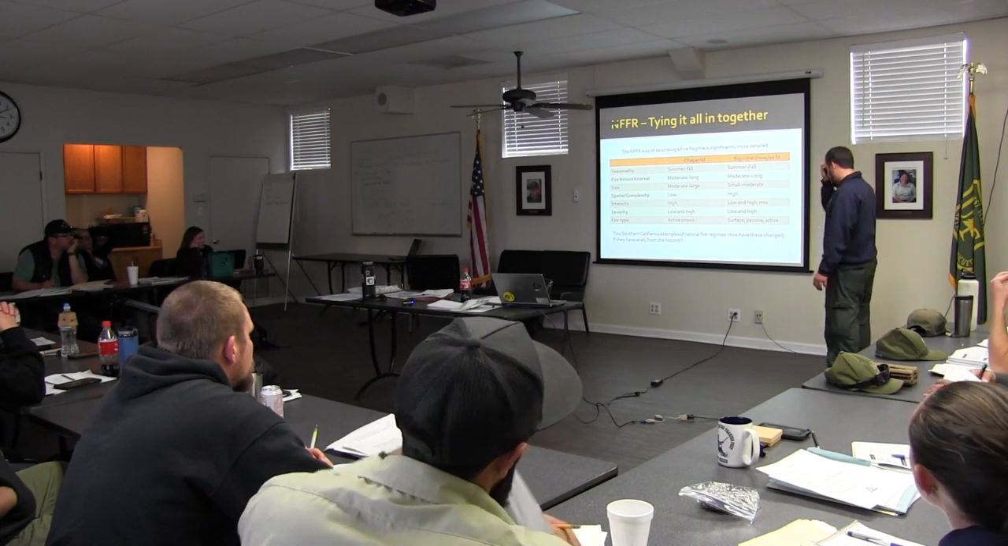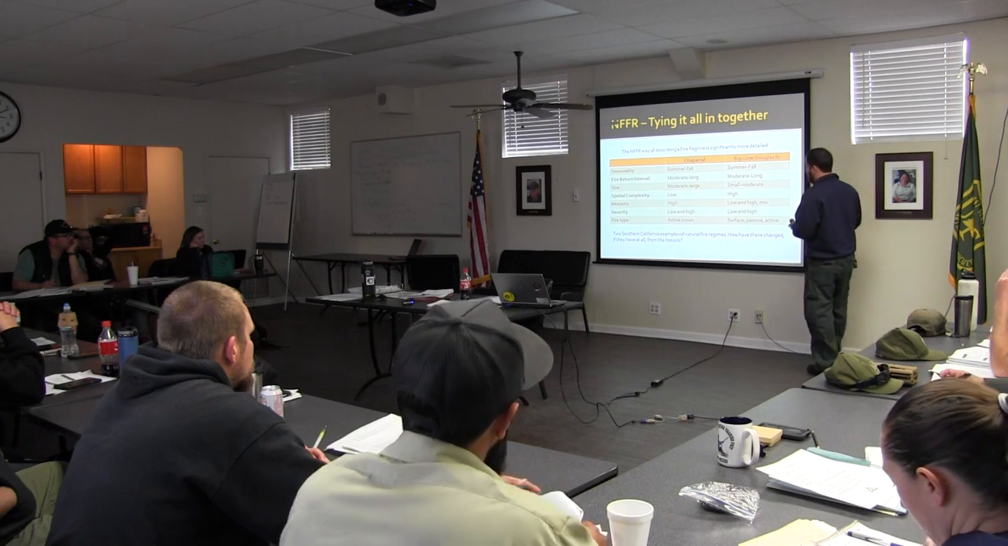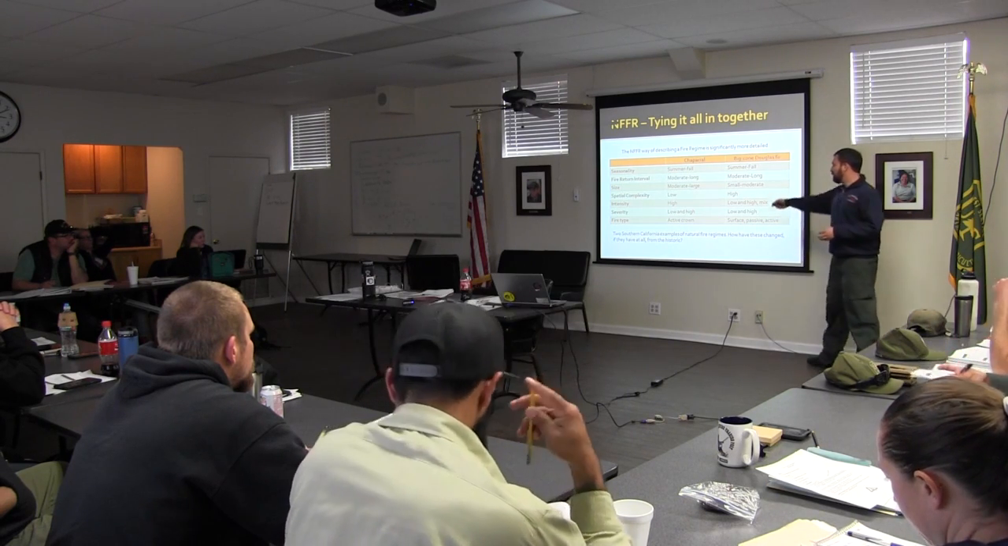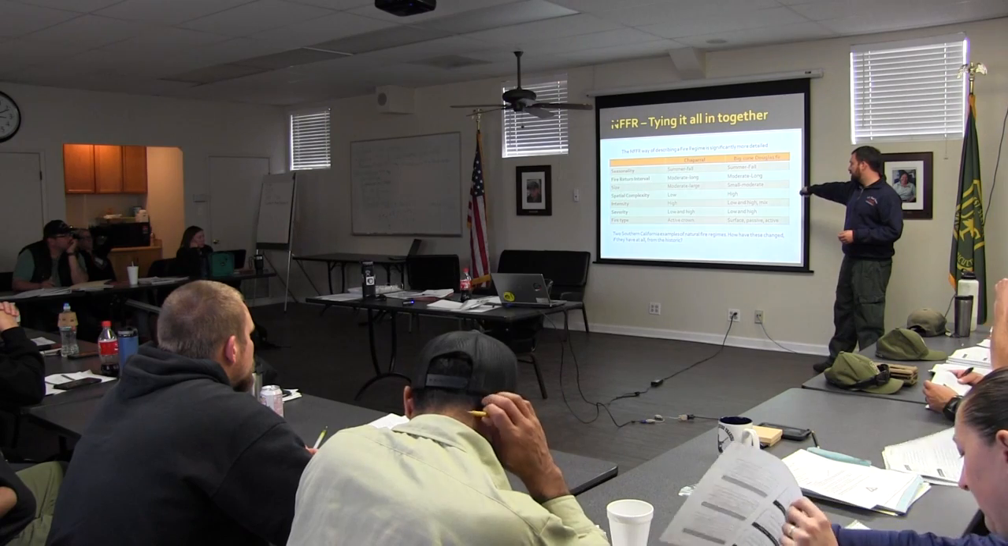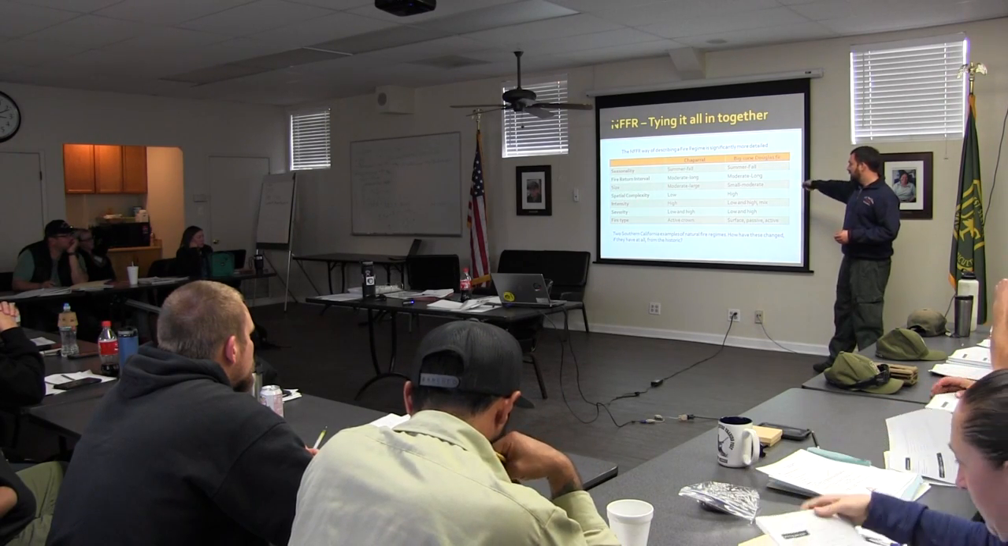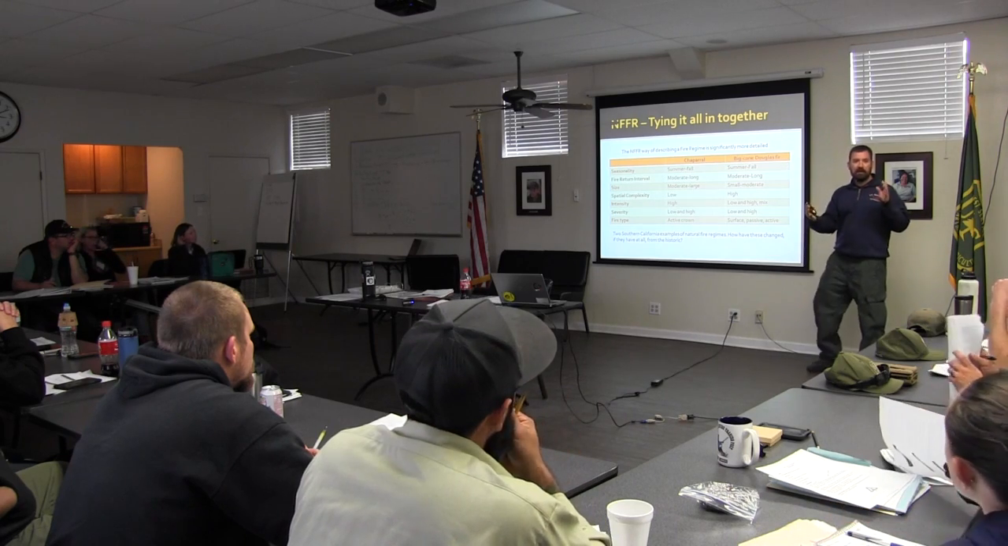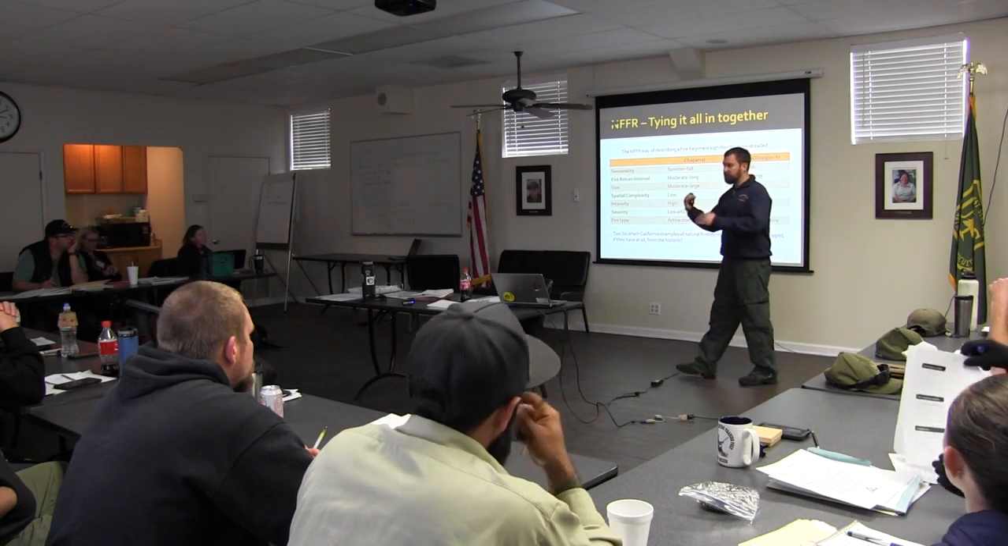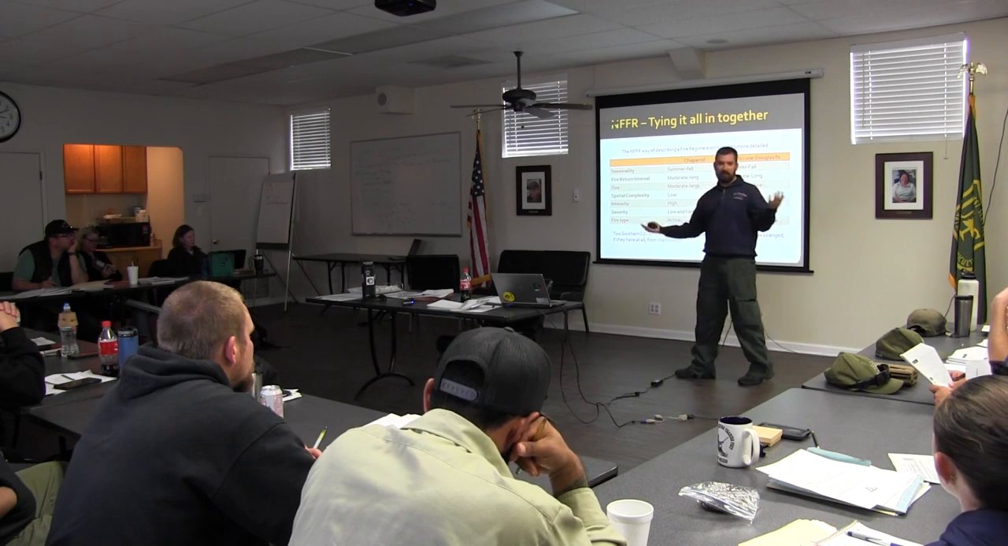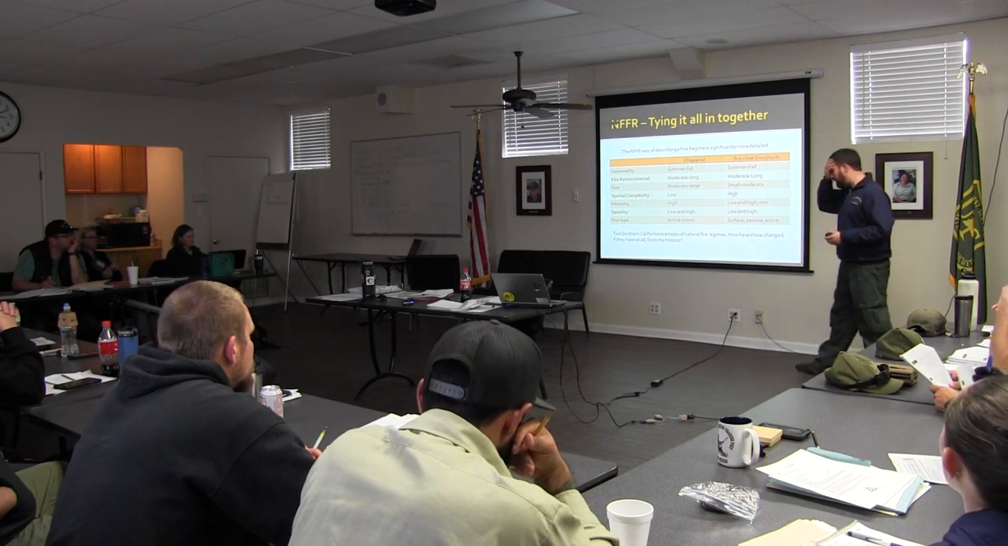Okay, so finally we're getting to the end of it, tying it all together. These are all the categories, right? Seasonality, FRI size, these are all those categories. And this is what it actually looks like. Remember how there's no categories? Remember there's no fire regime 1, 2, 3, 4, 5? Remember I said there's like 100 different variations?